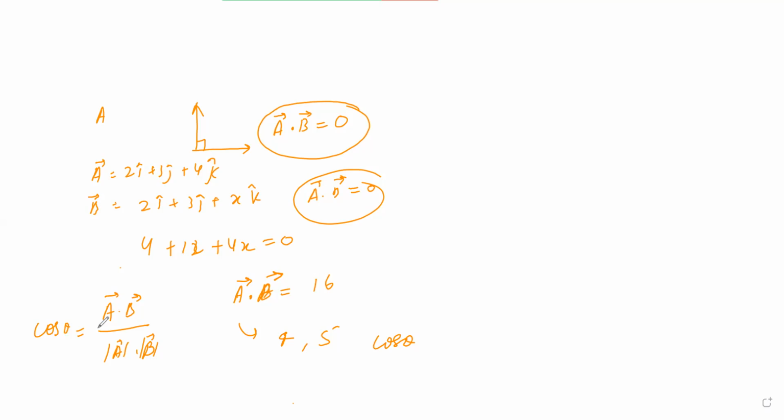So whenever you get to find the angle between the two vectors, whenever in the question they tell you to find the angle between the two vectors, then you go for what product? Dot product. Always you should go for what product? Dot product. Understood this?